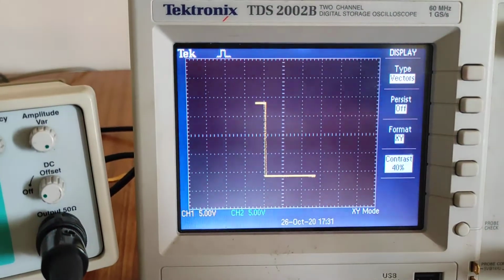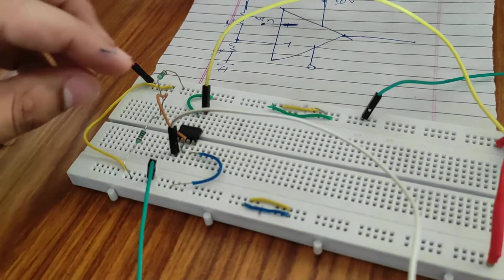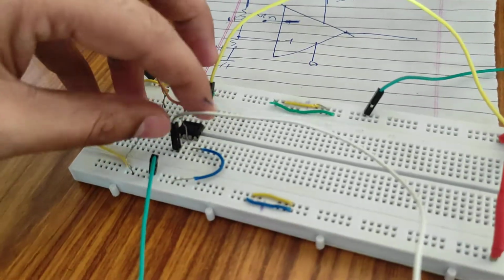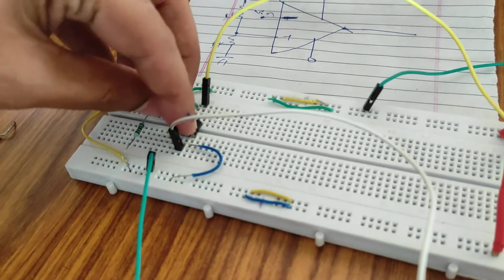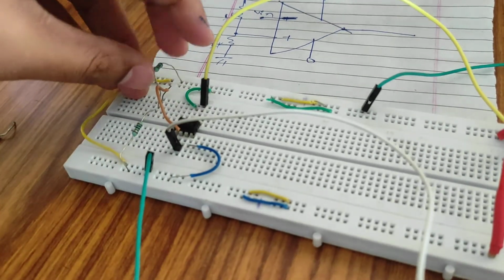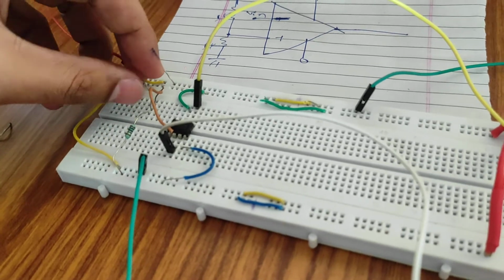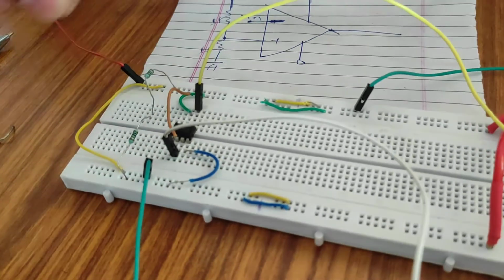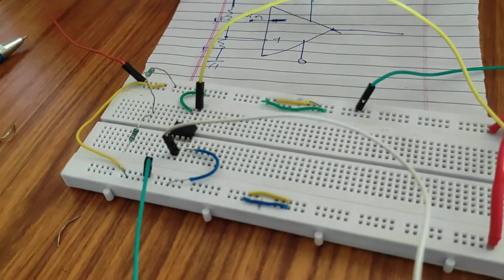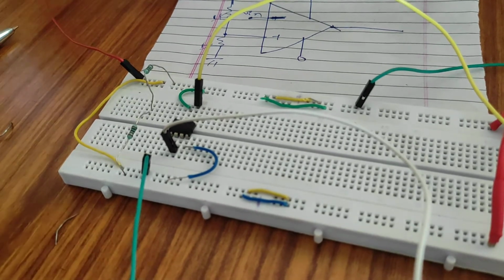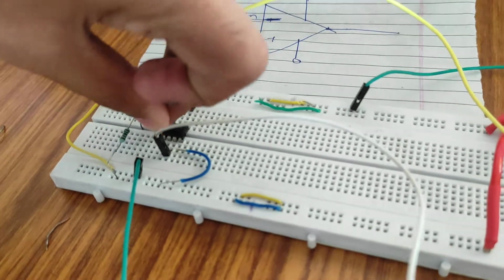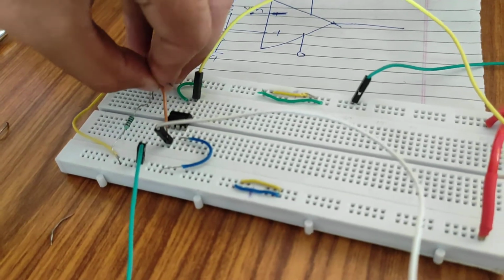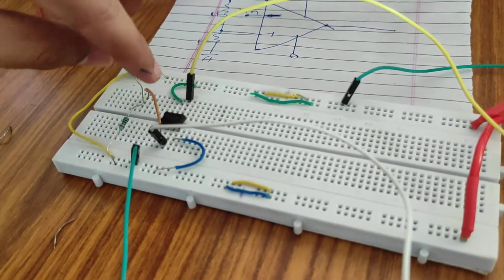negative V set. Now, what I am going to do is change that reference. I am going to apply the input to the non-inverting terminal, and I am changing the reference. This is the reference. This wire has been broken, so I have to use some other wire. Now, if I give the reference from here, this is the reference I am giving. Now, this is the reference I have given.